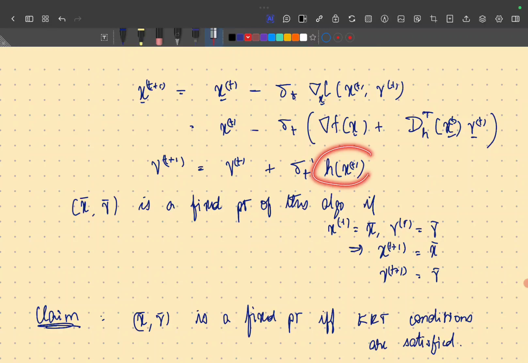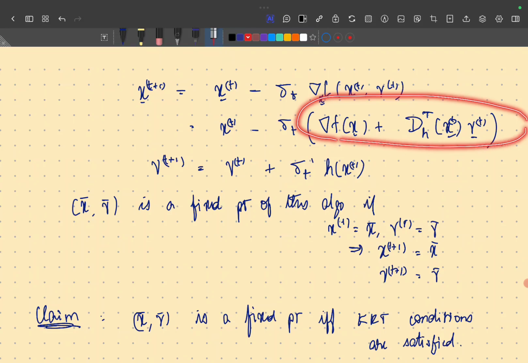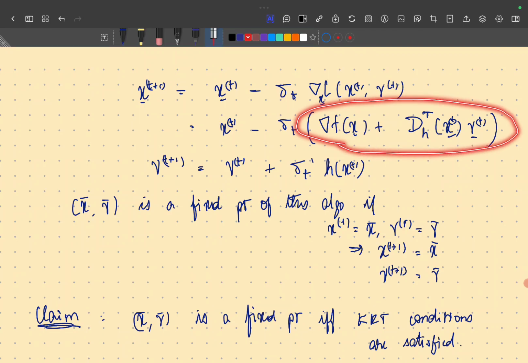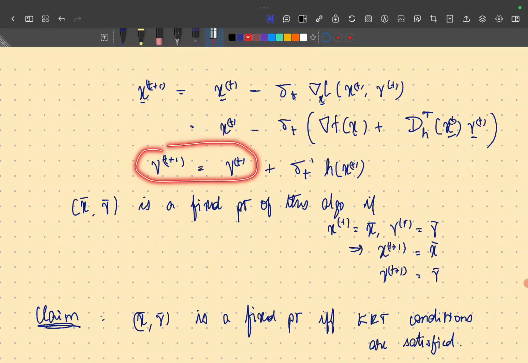But what does it mean? This equal to 0 implies that the constraints are satisfied, and this equal to 0 means that it's a stationary point. Right. And that means that all of the KKT conditions are satisfied. And likewise, if the KKT conditions are satisfied, then this quantity is equal to 0 because it satisfies h of x equal to 0. And this is also equal to 0 because if the KKT conditions are satisfied, then it's also a stationary point. And that means that xt plus 1 should be equal to xt and nu t plus 1 should be equal to nu t. Right. So this algorithm is not guaranteed to converge, but if it converges, it will converge to the correct solution.